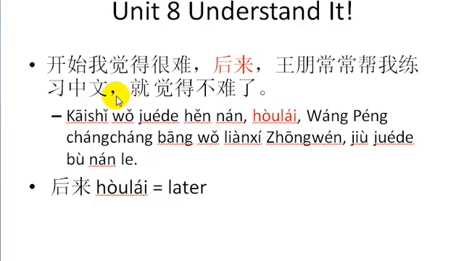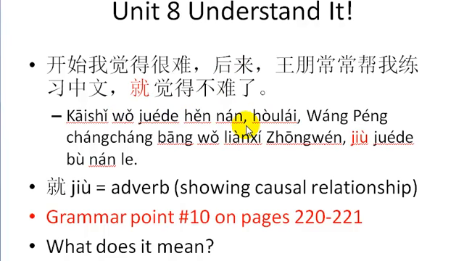So you should remember 开始 means to begin or in the beginning. Okay. What's new here is 后来. 后来 means later, afterwards or later. 后来. Okay, so 开始我觉得很难，后来王鹏常常帮我练习中文，就觉得不难了。Okay, next in this sentence we have 就.